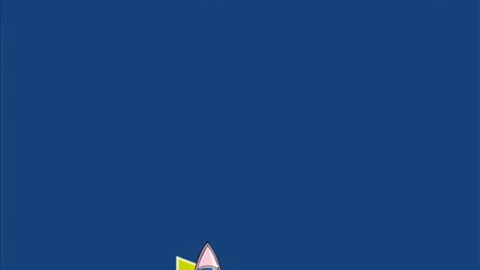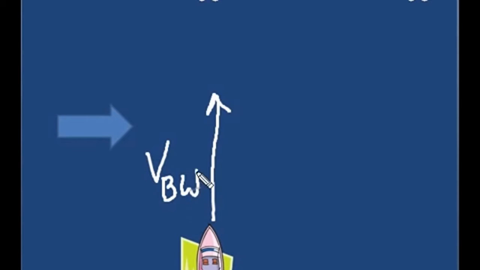Now, the boat, this time, wants to move across the river. It'll move at the same velocity it did in still water, but the river is carrying it to the right. And we see that the boat is moved off course. Here's what the vectors look like. The boat has the same velocity it would have in still water as it heads directly across the river, and we call that the velocity of the boat relative to the water.